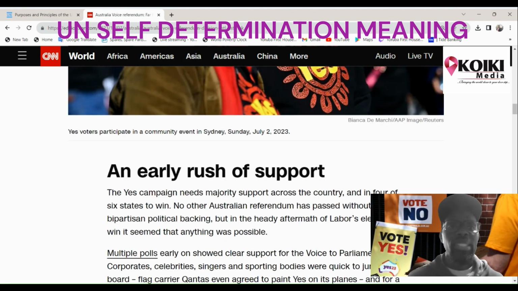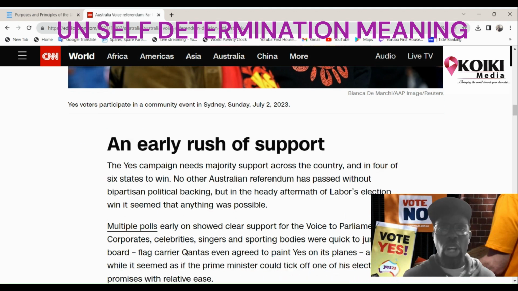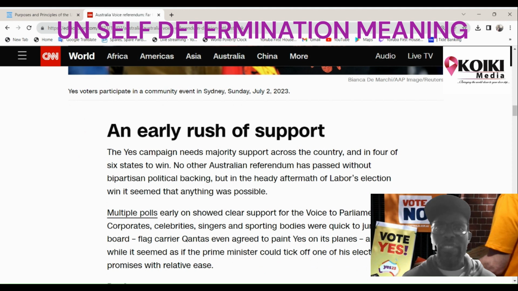Yes, voters participate in community event in Sydney. An early rush of support. The Yes campaign needs majority support across the country.